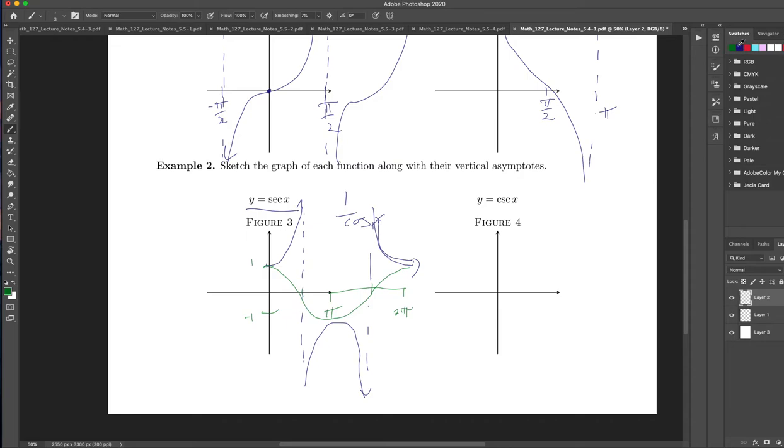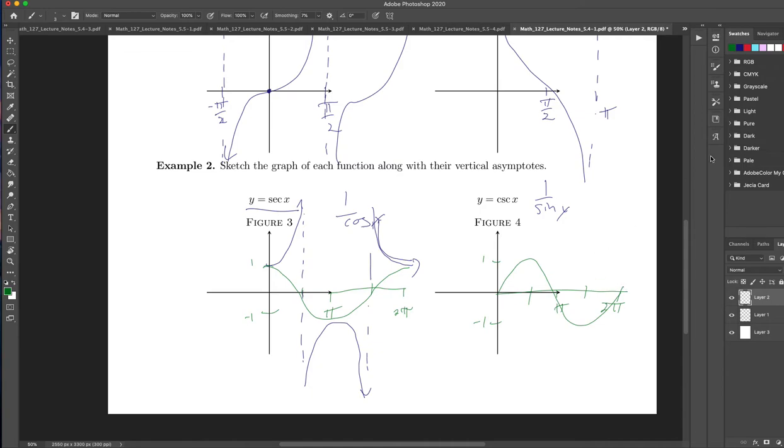We'll do the same thing here with cosecant. Cosecant is 1 over sine of x. So let's draw sine of x in green. So here we'll have pi, here we'll have 2 pi. We'll have 1 and minus 1. And then here we'll put in our half marks. And so it comes up, comes back down, goes through, comes back up.